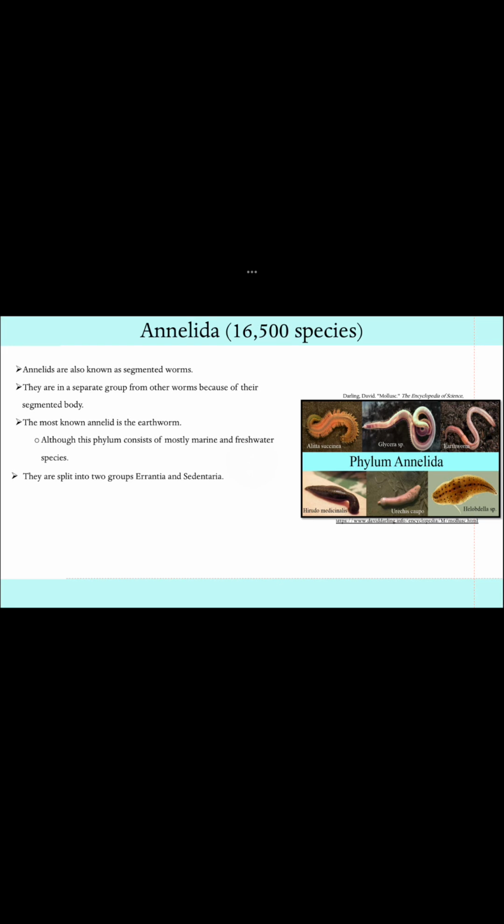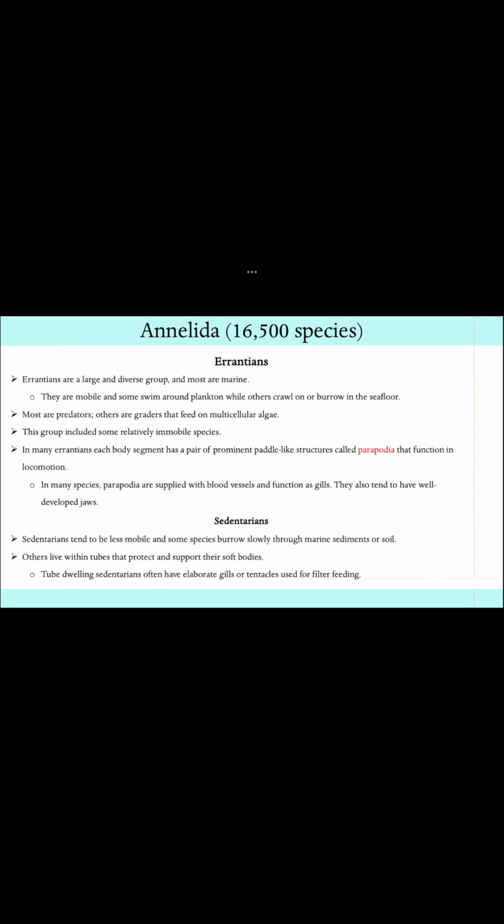The most known annelid is the earthworm. This phylum consists of mostly marine and freshwater species, split into 2 groups: Errantia and Sedentaria. Errantians are a large and diverse group, and most are marine. They are mobile, and some swim around plankton while others crawl on or burrow in the seafloor. Most are predators. Others are grazers that feed on multicellular algae. This group includes some relatively immobile species.